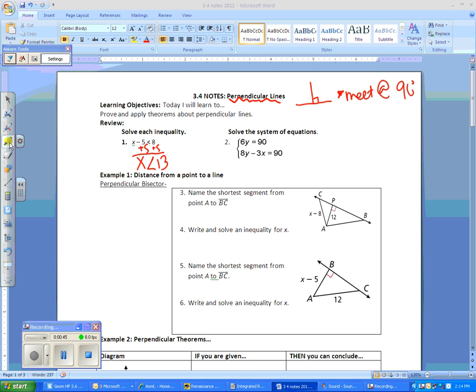So what this answer means is x could be anything smaller than 13. It could be 12, it could be 1, it could be 2. Anything smaller than 13 is an answer. Number 2 is a little bit harder. It's harder because we have an x and a y. Now there's 2 different ways you guys can do this.